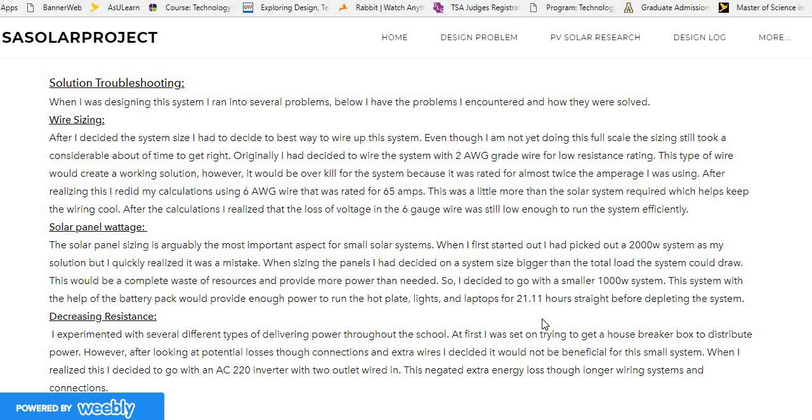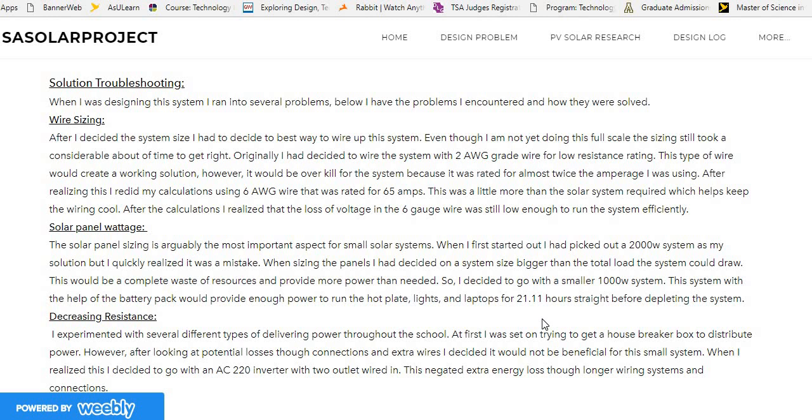Second, I came across some issues with solar panel wattage. The solar panel sizing is arguably the most important aspect for small solar systems, because if you don't have enough wattage, then you won't be able to run what you need to run, and if you have too much, then it could burn out your system and cause problems later on and just be more expensive than what you really need. So when I first started out, I had picked out a 2000 watt system as my solution, but I quickly realized it was a mistake.